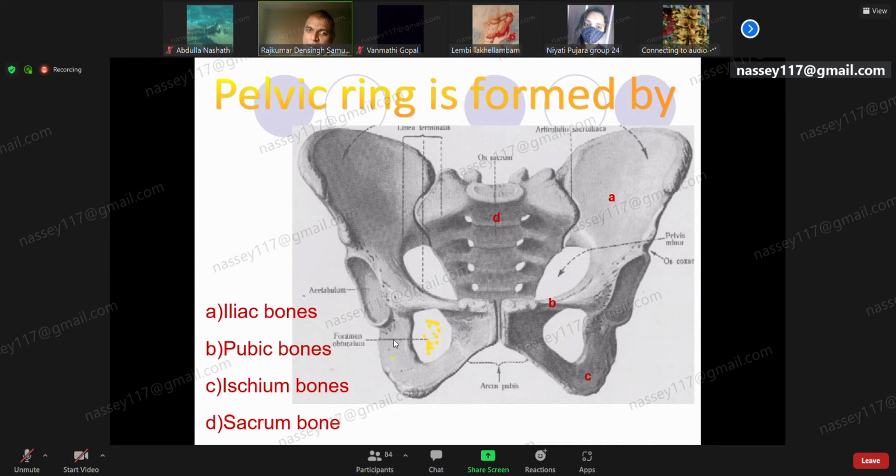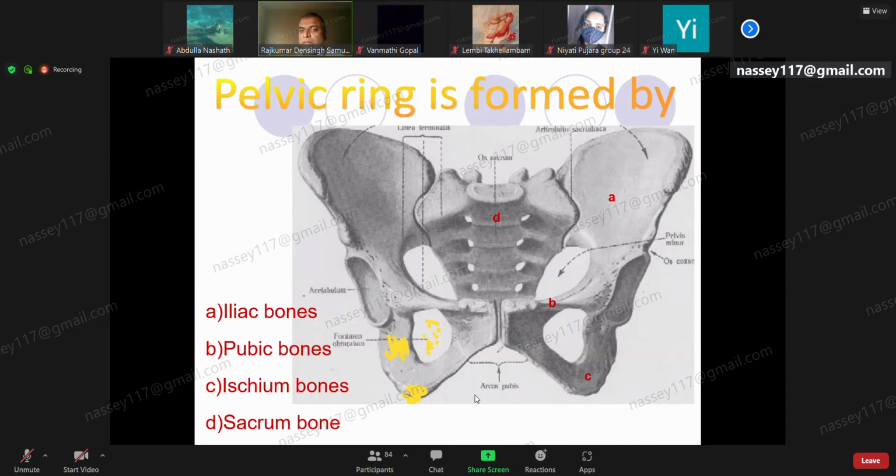So how do you call this part of the bone? Ischial ramus. Yes, this is the ischial ramus. How do you call this? This is the ischial tuberosity. Understood, doctor?